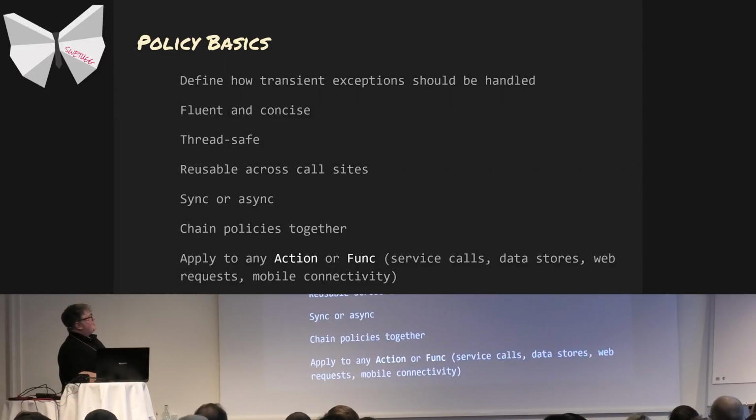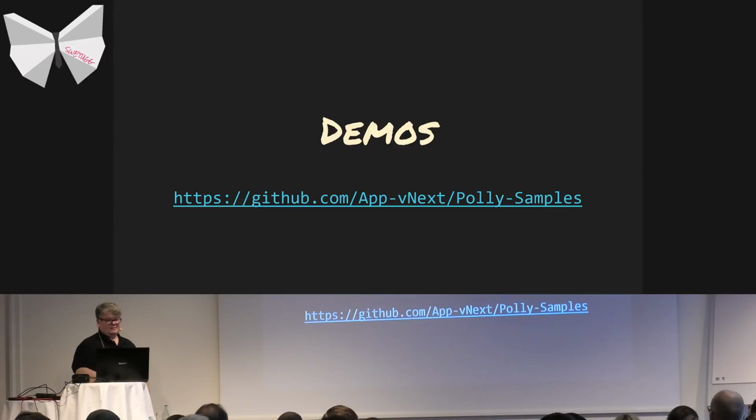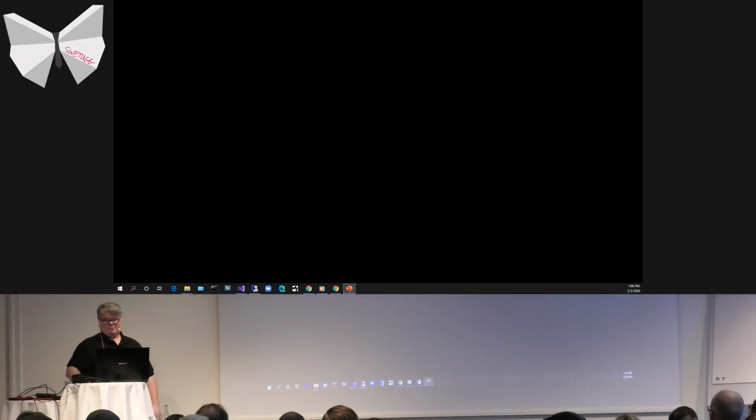So to recap the basics of policies, you define how these exceptions should be handled, what exceptions should be handled. Policies are fluent and concise. They're thread safe. They're reusable because they're just objects. You have synchronous or asynchronous versions of all of them. You can chain them all together and apply to any action, function, service call, code, anything at all. All right, so now let me show you the demos and we'll get back to this in a minute.